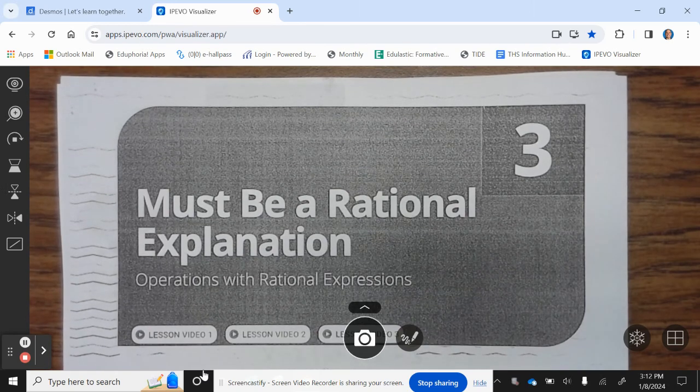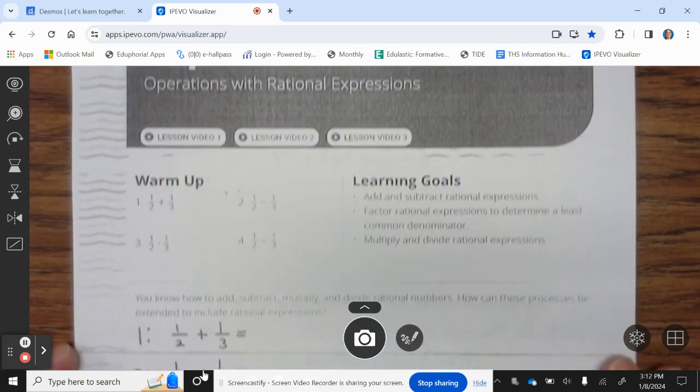Must be a rational explanation. Operations with rational expressions. Warm up.